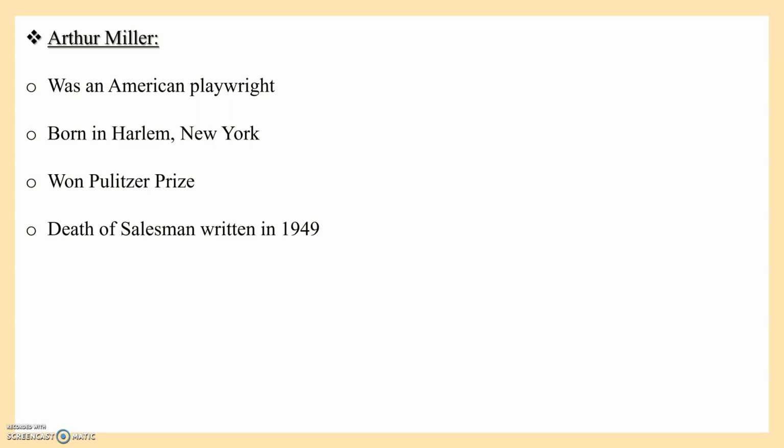So he was born basically in Harlem, New York, to an immigrant family of Polish and Jewish descent, and he was best known for Death of a Salesman, which was written in 1949 and won a Pulitzer Prize as well. So let's move towards the summary of the play.